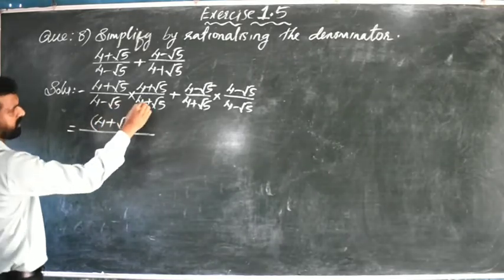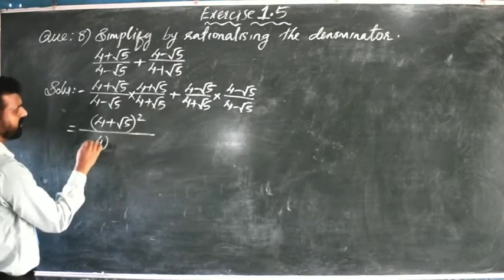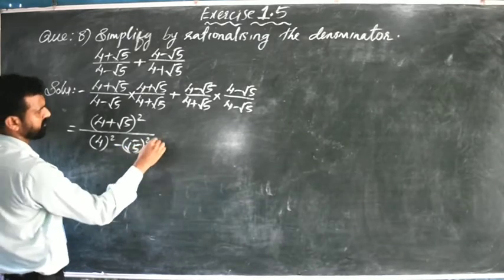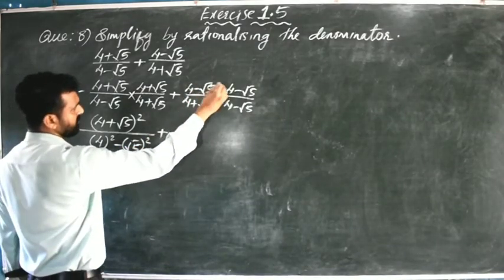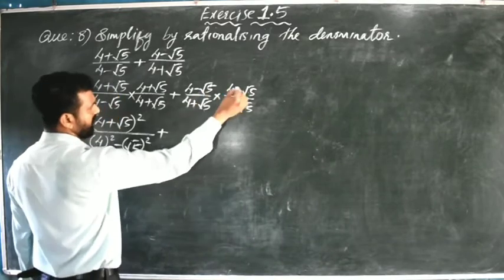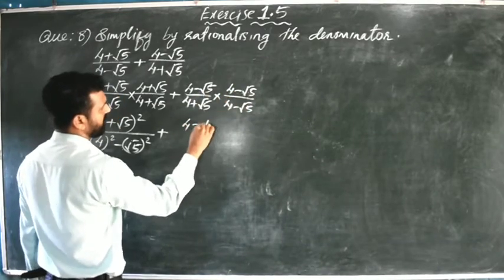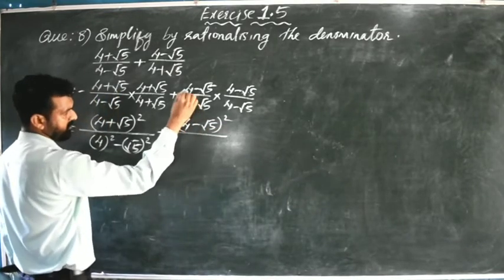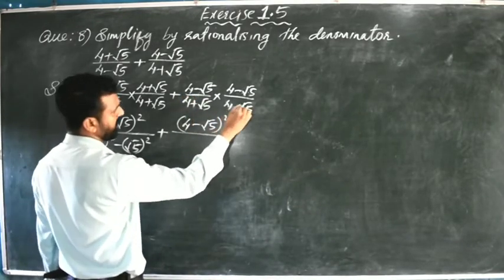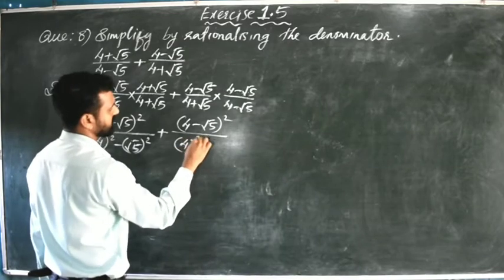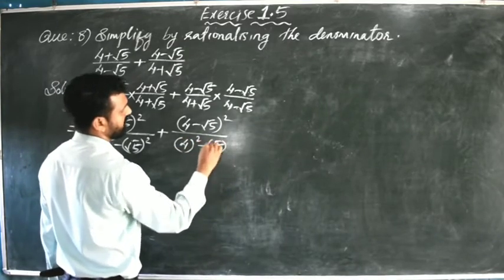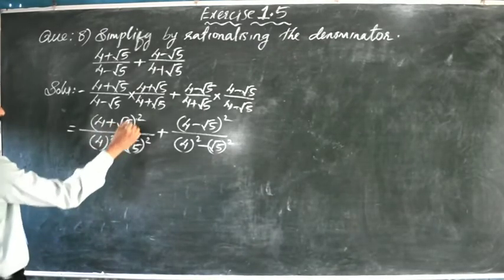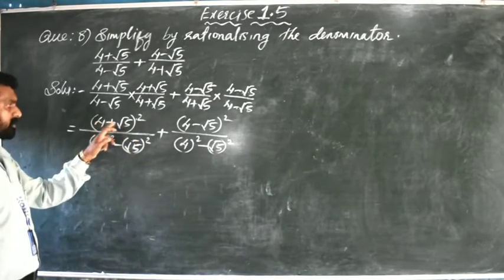The denominator is of the form a minus b into a plus b, which is a square minus b square, that is 4 square minus root 5 square. Then plus (4 minus root 5) into (4 minus root 5), that is 4 minus root 5 the whole square, divided by the denominator, which is of the form a plus b into a minus b, equal to a square minus b square, that is 4 square minus root 5 square. The first numerator, 4 plus root 5 the whole square, is of the form a plus b the whole square.